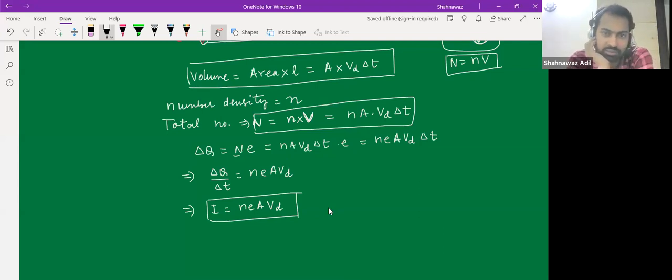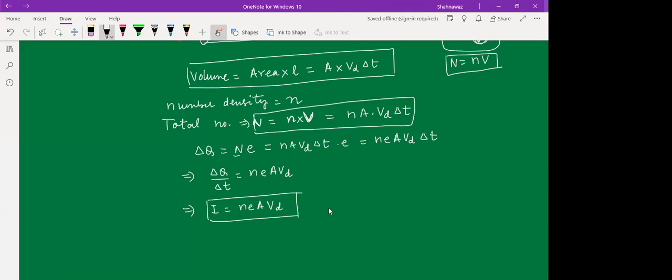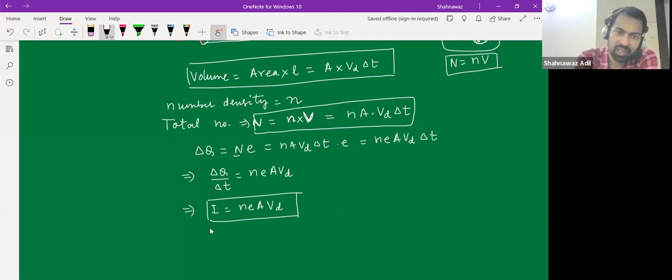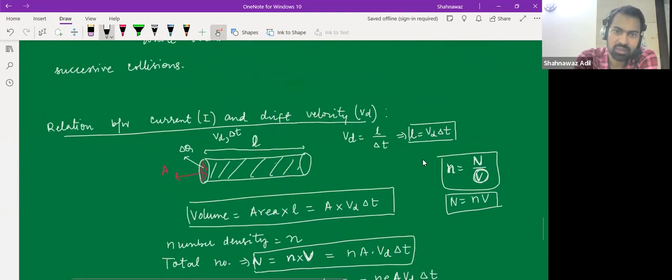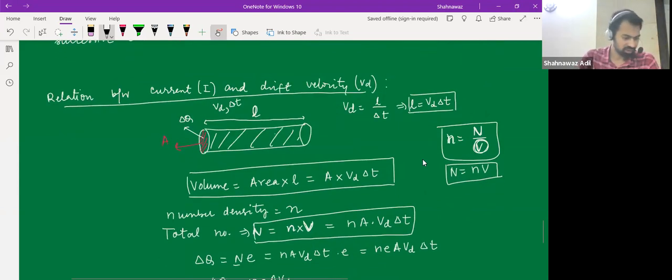Is this clear to you, Aisha and everyone? Yes, clear? Yes, sir. Okay, so please note it down. This is the relation between the current and the drift velocity. Please note it down and then we will go to the next part. So how much time do I have? Okay, I have 10 minutes. I guess I can do at least the Ohm's law part.